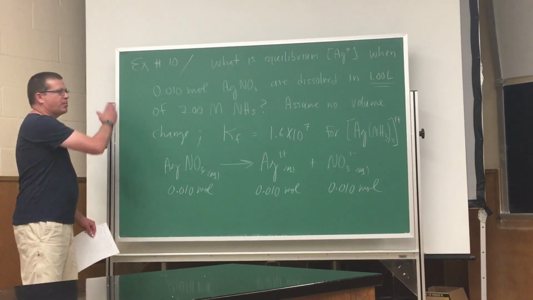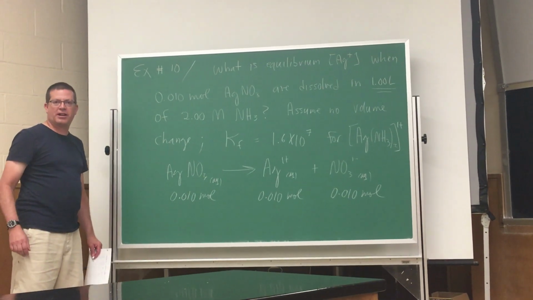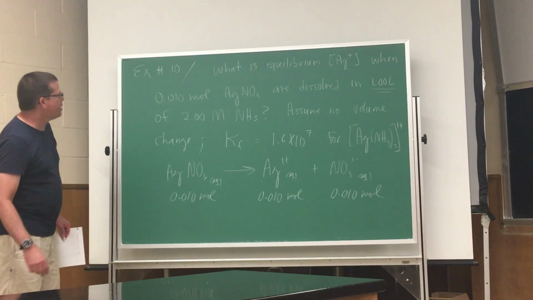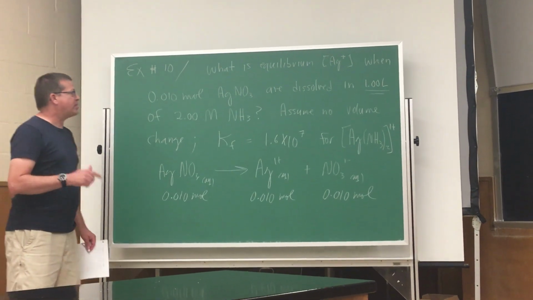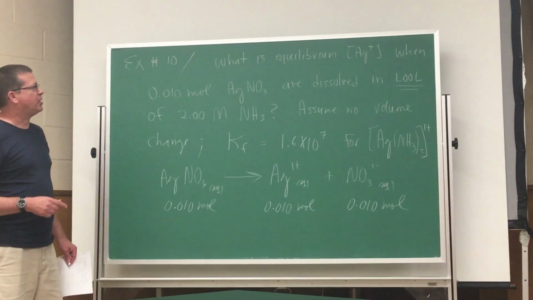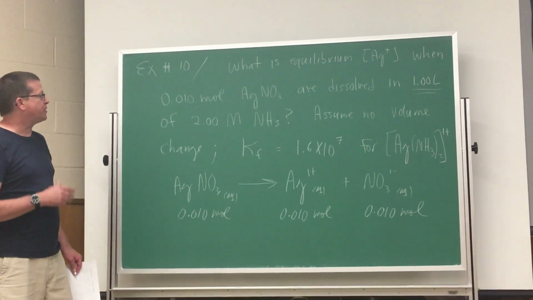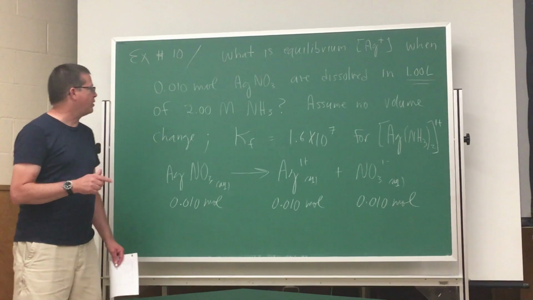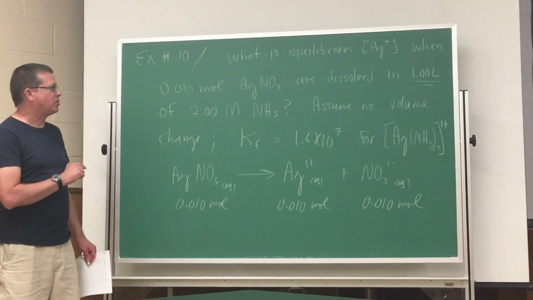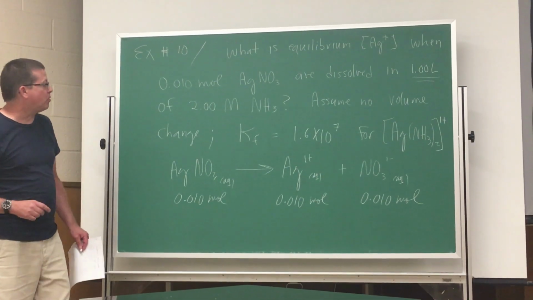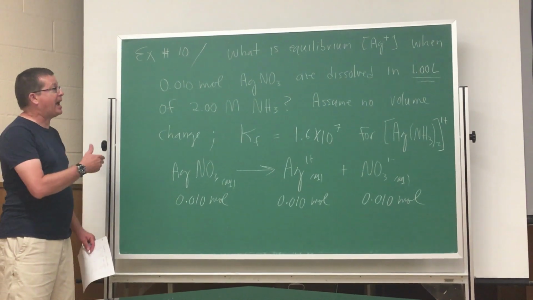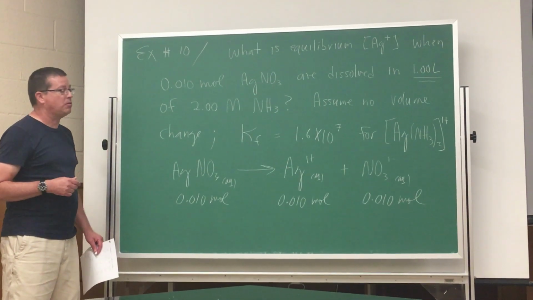Again, this is example number 10 in the chapter 19 handout that I gave you. So the question asks, what is the equilibrium concentration of silver ion when 0.01 moles of silver nitrate are dissolved in 1 liter of 2 molar NH3? And we're going to assume here there's no change in volume when I add the silver nitrate to the ammonia solution.